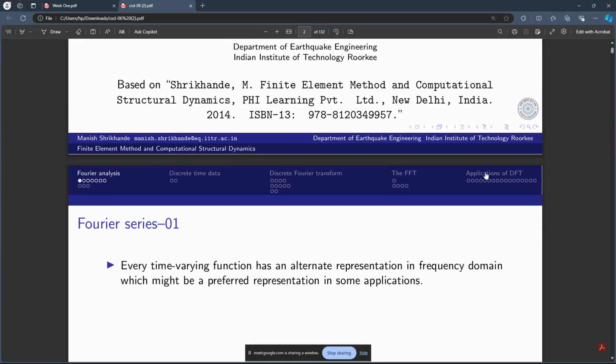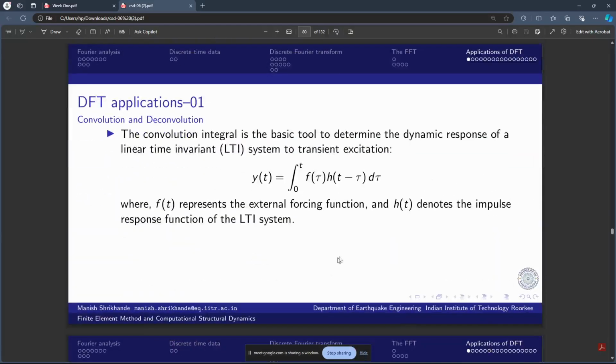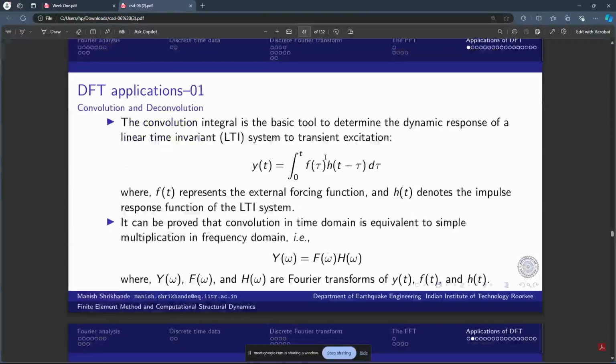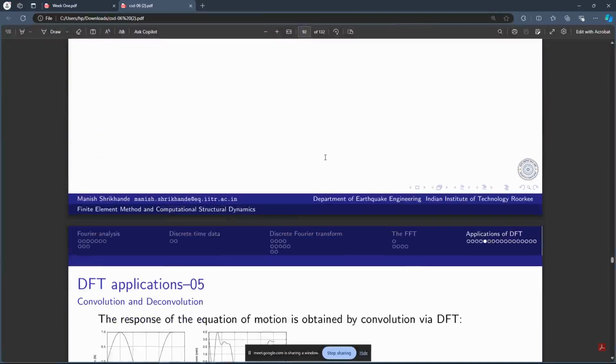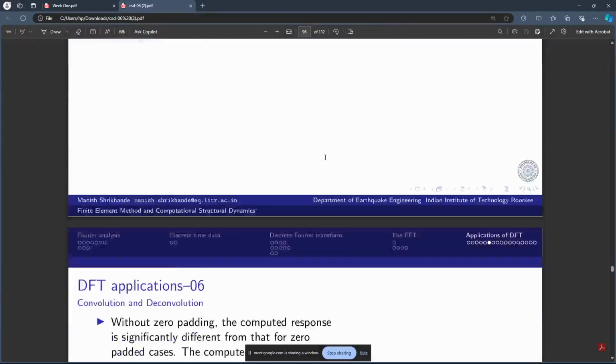So I guess this is the particular topic we need to deal with. You need to perform the convolution and deconvolution. There was a particular figure which can describe our problem of interest.